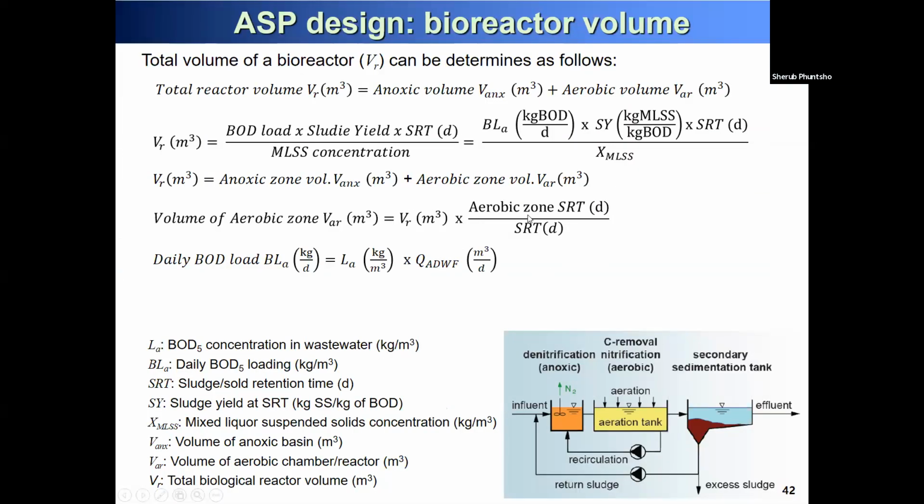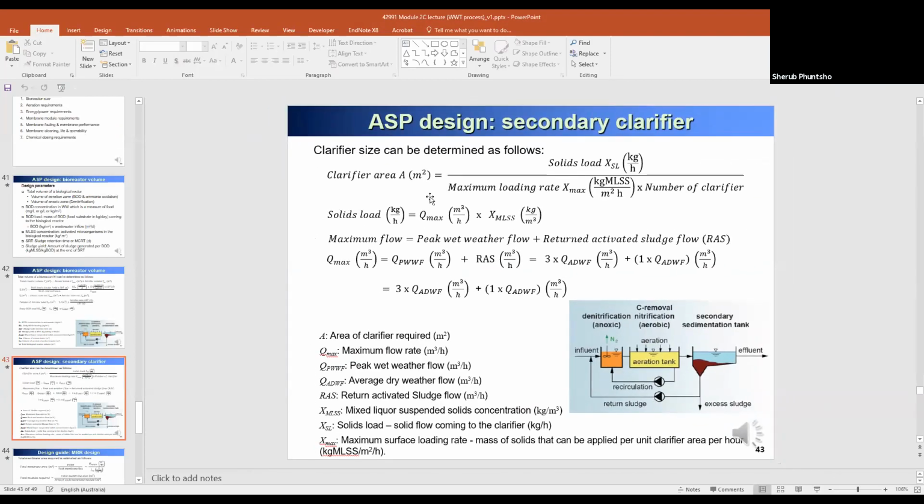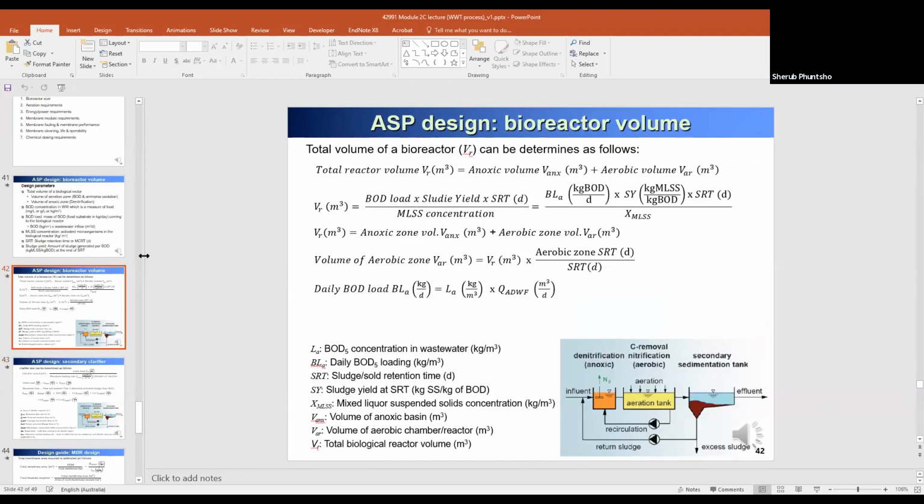So on this page, let's do the calculation. You can calculate the size, the volume of the bioreactor, using this equation. It's the total volume required for the aeration reactor plus the anoxic zone. This equation can give you the calculation, and all these parameters are given.